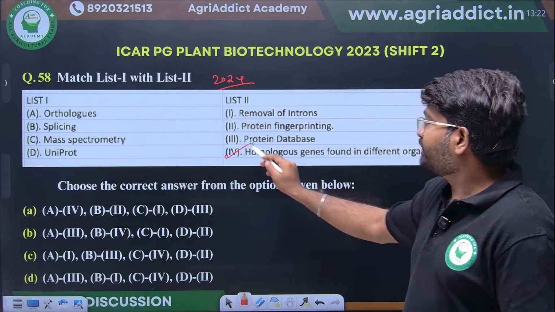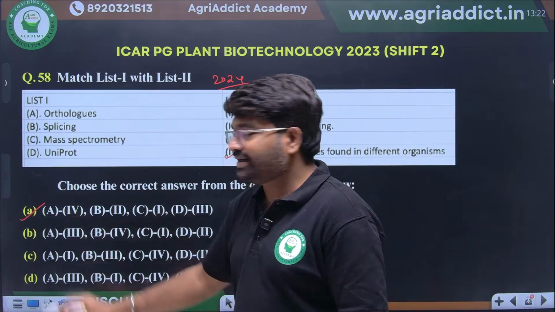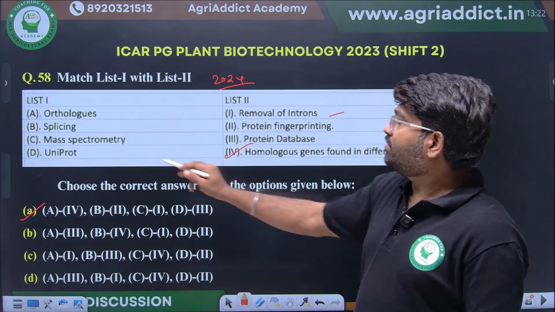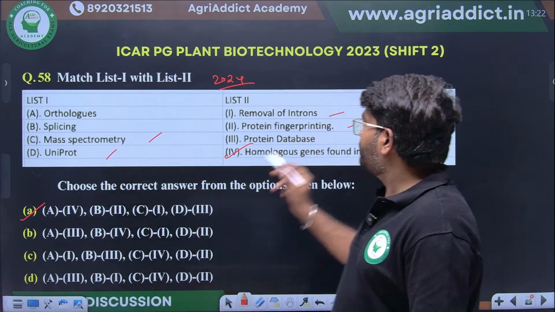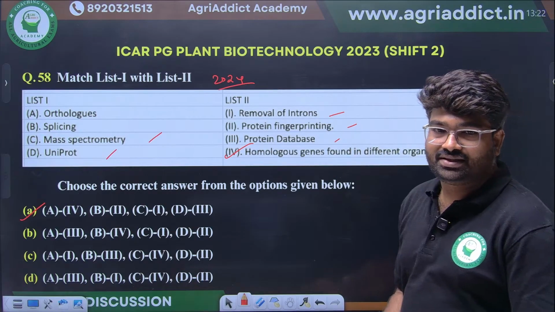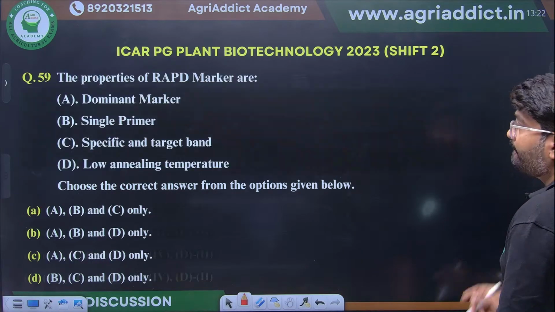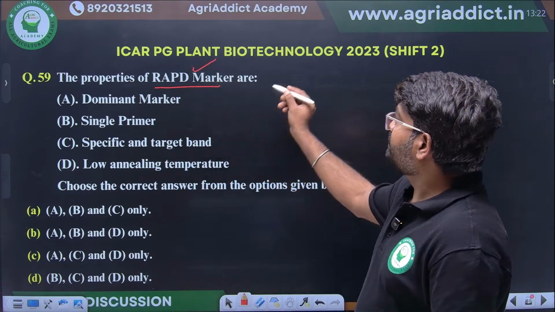Orthologous means what? Homologous genes found in different species. So this will be the right answer. Simple. Splicing means removal of introns. Mass spectroscopy we use for protein fingerprinting. UniProt is the protein database. This we have already discussed. Next, the properties of RAPD markers. This we already saw.